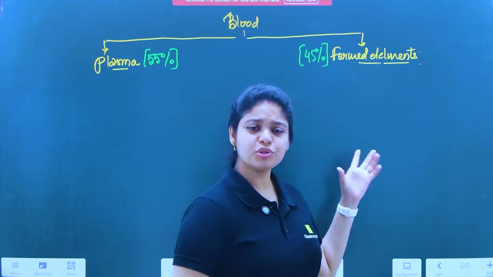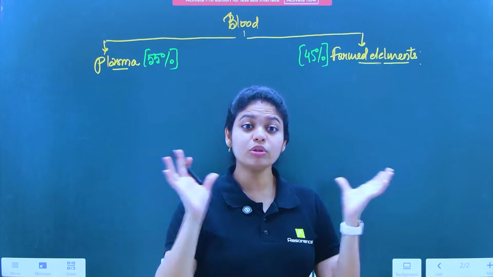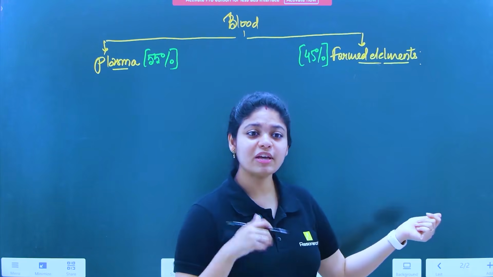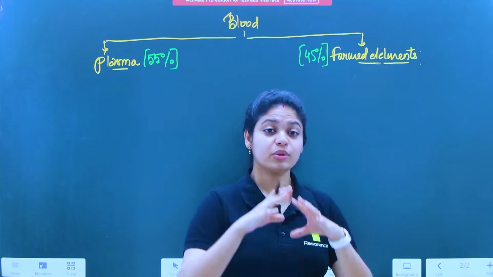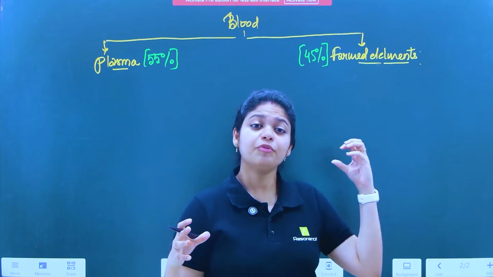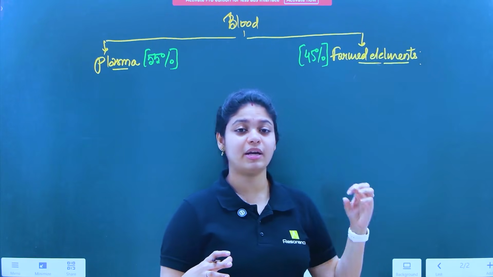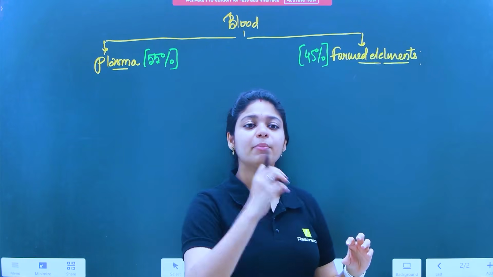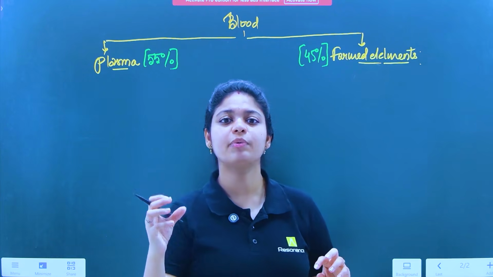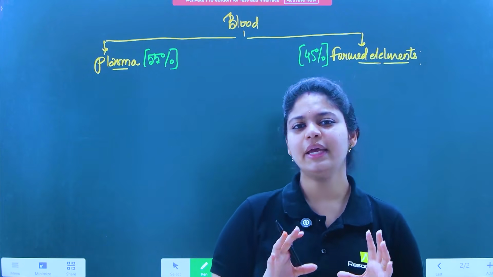So is the composition of both of them clear? Total, 55 plus 45, 100%. So in 100 percentage of blood, 55 percentage of blood is nothing but plasma. The remaining 45 percentage of blood is nothing but formed elements.